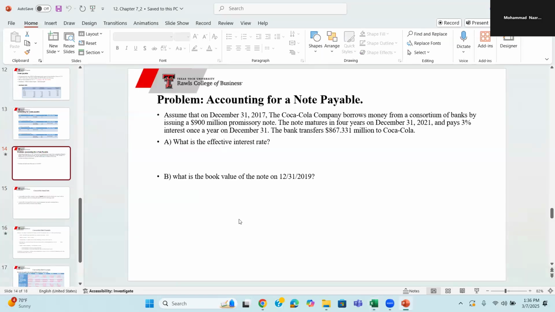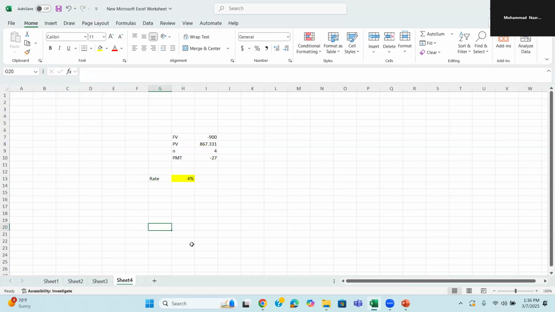All right, what is the book value of the note on 12/31/2019? That is in the middle of the period, between 17 and 20. So we have to start from 17, then find 18, and then we can get the value for 19. How can we do that? Let's start with 17. As it's all December 31st, we are just writing 17, and then 18, and we need 2019. Okay, so this is my year.